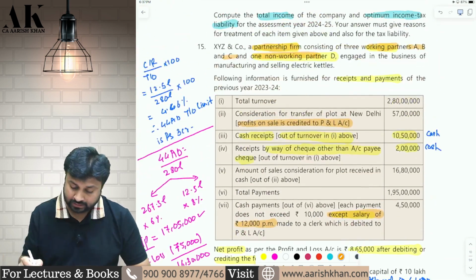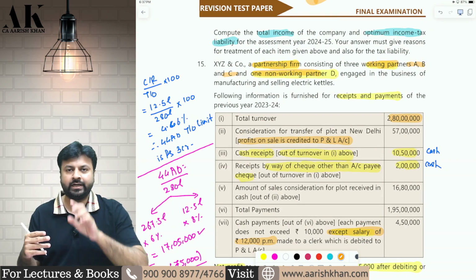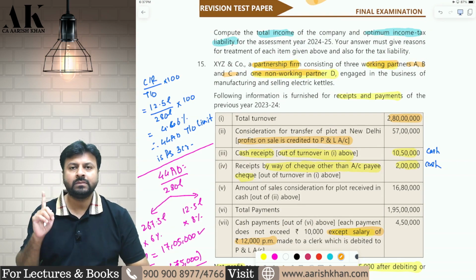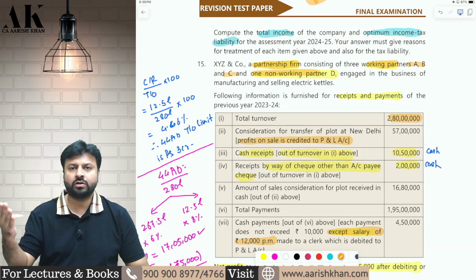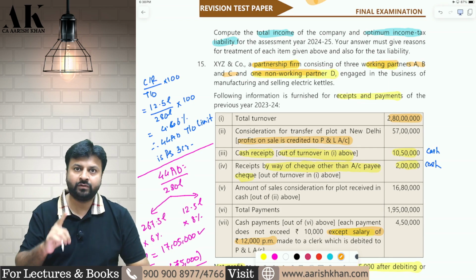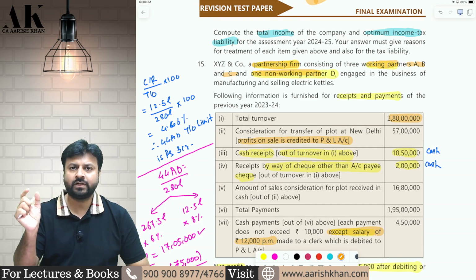So let's see whether the firm can go for what? 44AD. The turnover of the firm is 2 crore 80 lakhs. So can an assessee with a turnover of 2 crore 80 lakhs go for 44AD? Yes, it can go as per the amendment made by Finance Act 2023. If the turnover is more than 2 crore but up to 3 crore, it can go for 44AD if the cash receipt is up to 5% of the total turnover.